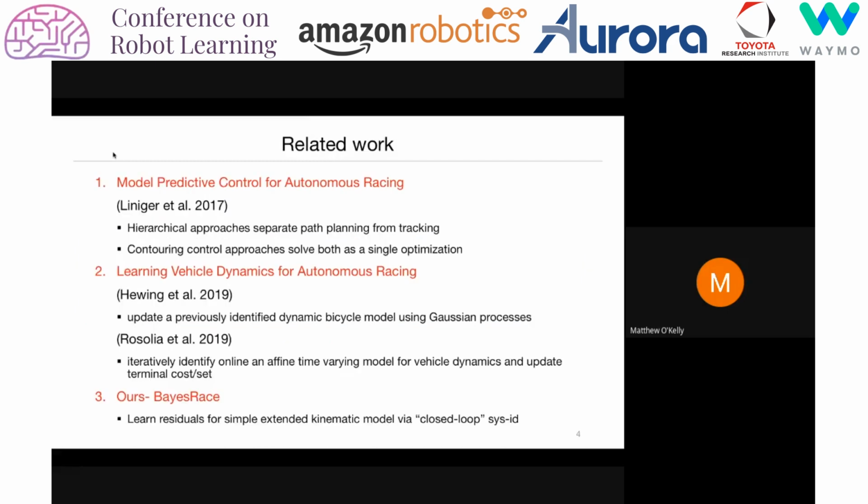In the past, MPC-based planning and control has found several applications in autonomous racing. Both hierarchical approaches which separate path planning from tracking, and contouring approaches which solve tracking and path generation simultaneously, have been proposed. MPC-based approaches require a model of the vehicle dynamics. Accurate models like the dynamic bicycle model are difficult to identify and tune. As a result, some authors have proposed approaches which learn to correct coarsely or poorly identified models through iterative experiments.